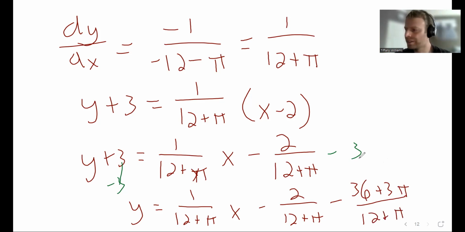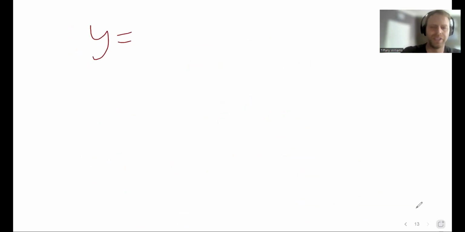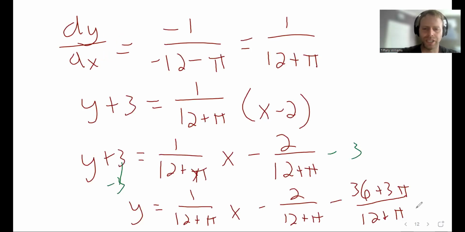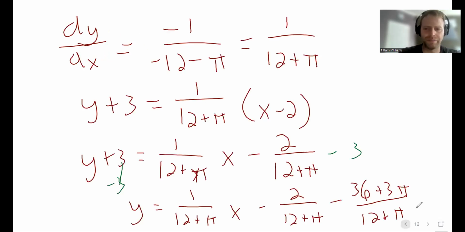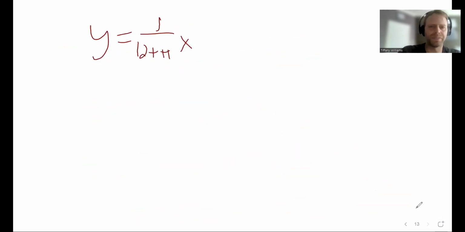All right. Well, I'm going to need a new page to finish this off here. Okay. So now I'm going to put another step in here, just so everybody understands how I'm getting my answer. So I've got y equals 1 over 12 plus pi times x, and then I'm going to have minus 2 over 12 plus pi.